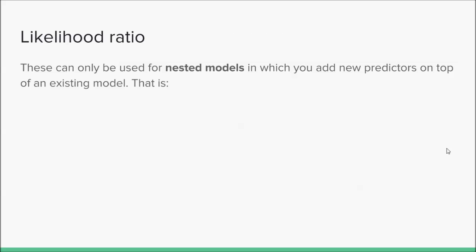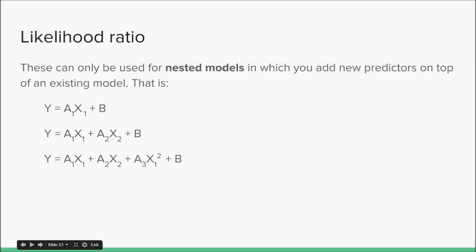So likelihood ratios can only be used for nested models in which you add new predictors on top of an existing model. So for example, you might have a model that looks something like this, and a nested model would have many of the same predictors and at least one different predictor. So here, the A1x1 term is the same, and so is the B term. But we have this additional term, A2x2. So the first model is nested within the second one. And then further, the second one is nested into this third one. And it keeps going. You can even have nonlinear relationships. For example, square this x1 factor in the next part.